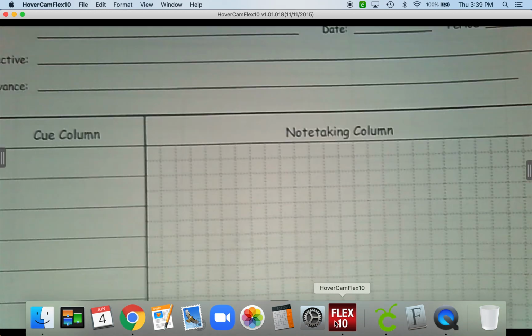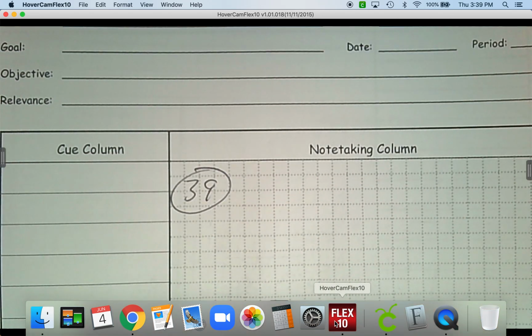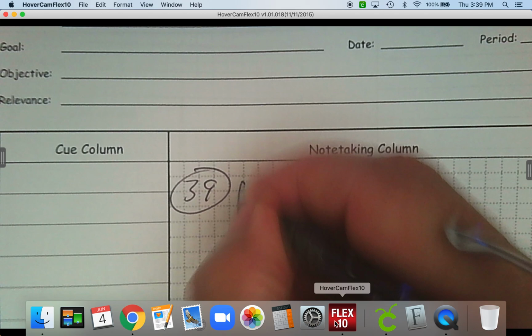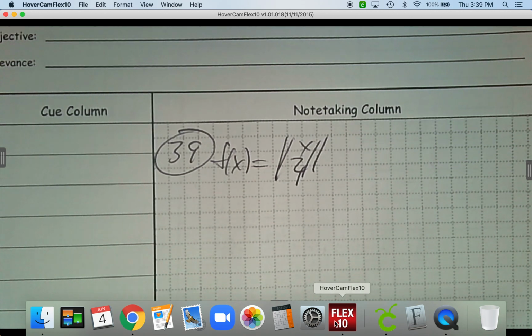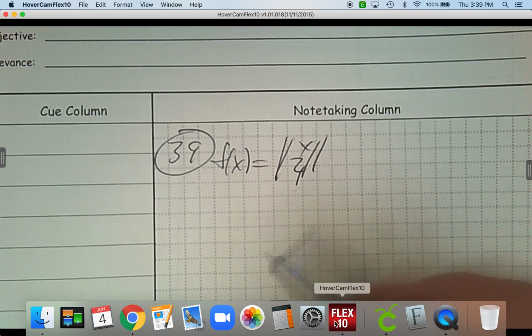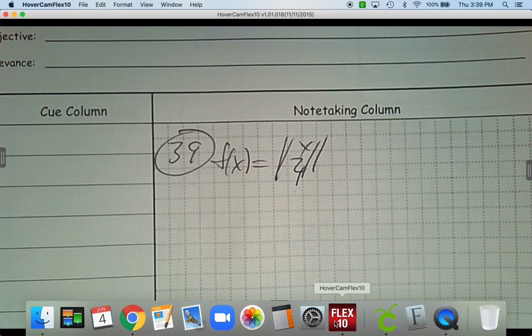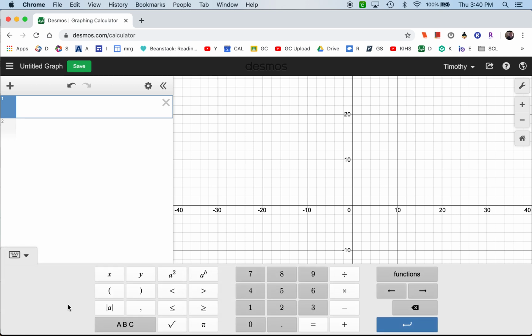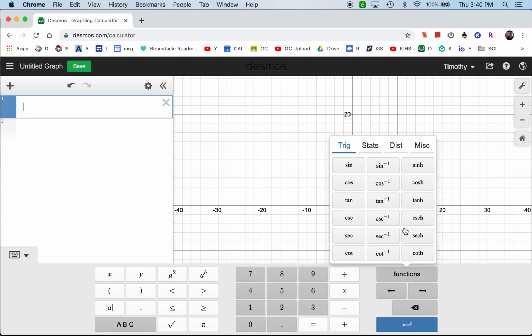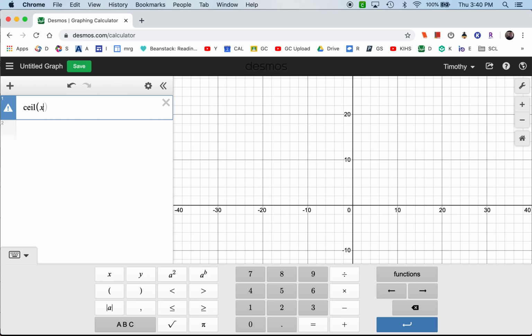39. So again, I don't need a calculator here, so I'm not going to do it. Where are the discontinuities? And you can see x divided by 4. I think you can do a greatest integer function on Desmos. I'm not sure. So let me look to see if it's in the miscellaneous, maybe. Is there a greatest integer function there? It might be called a floor or a ceiling. So let's see if it works or not.